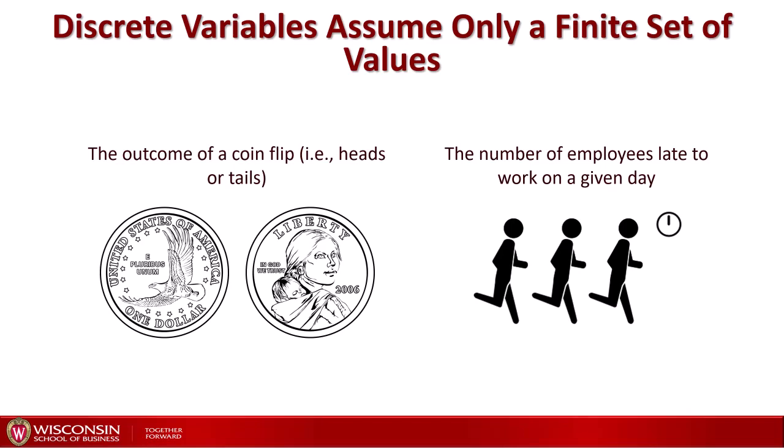Alternatively, we can look at the number of employees that are late to work on a given day. There could be 0 employees late, 1 employee late, 2 employees late, 3 employees late, but you cannot have half of an employee late or 1 3/4 of an employee late.